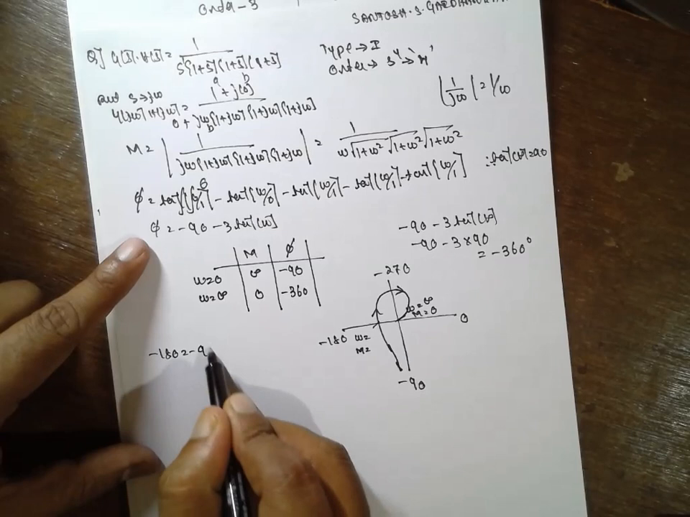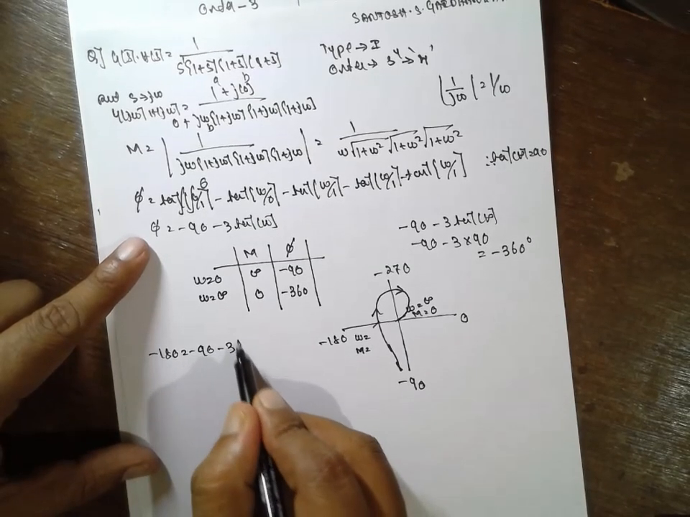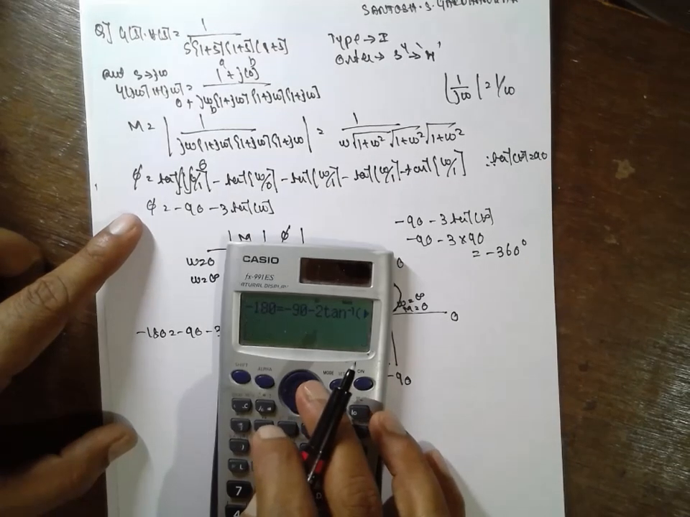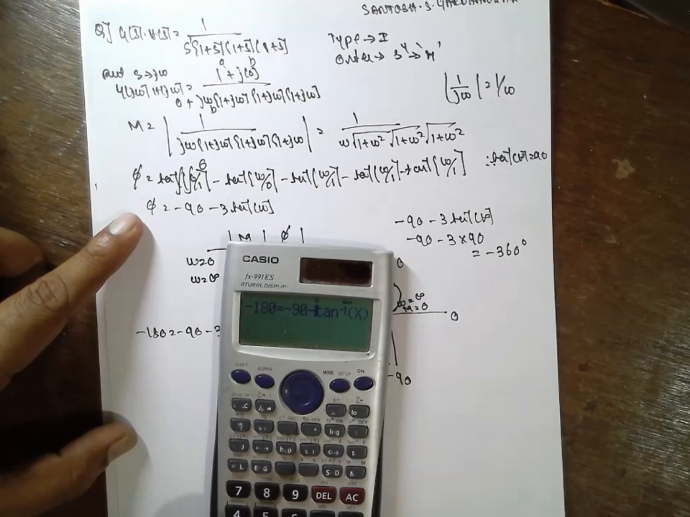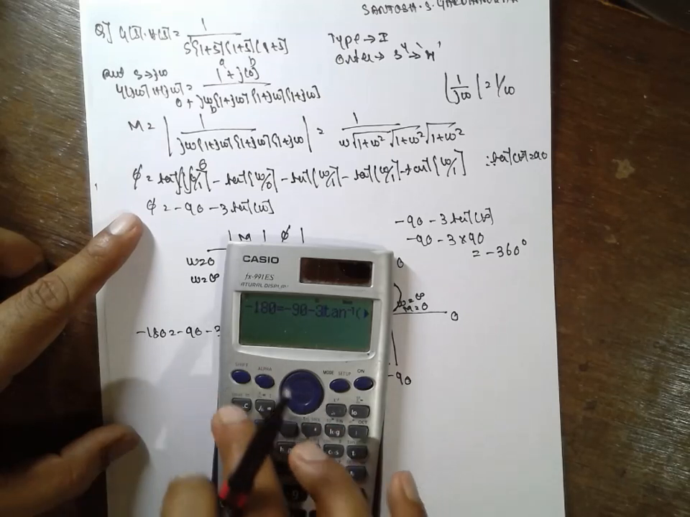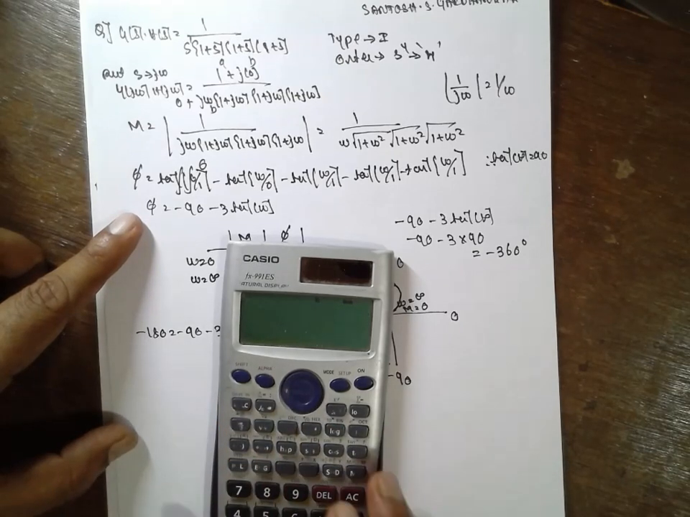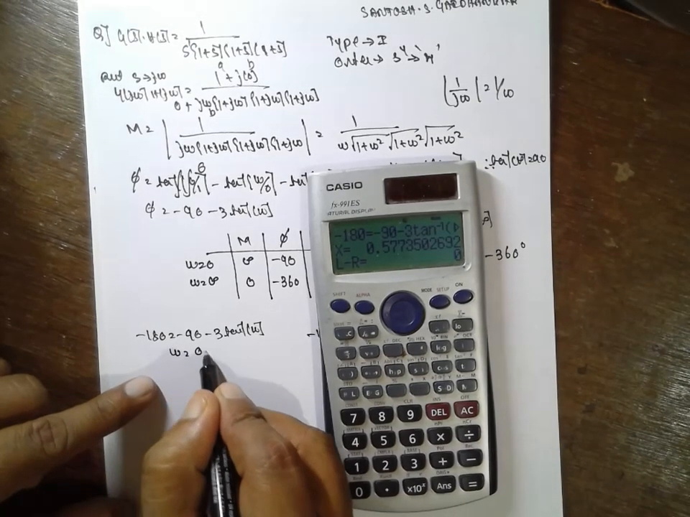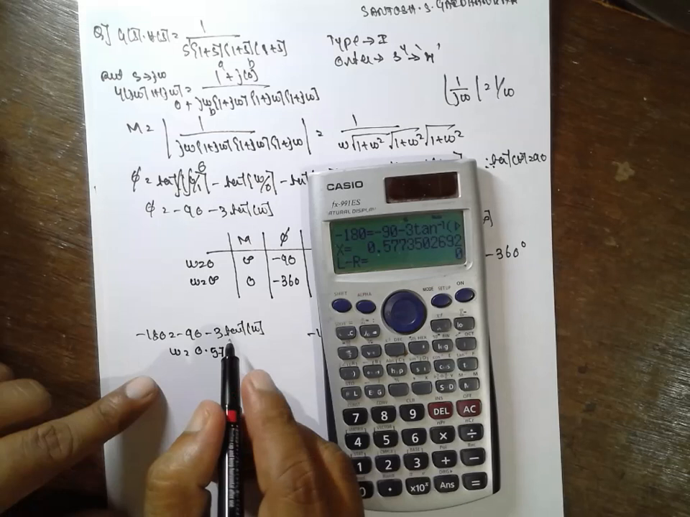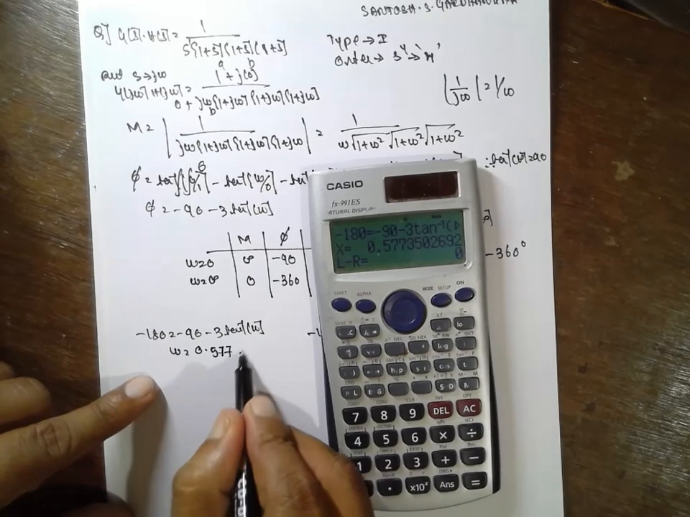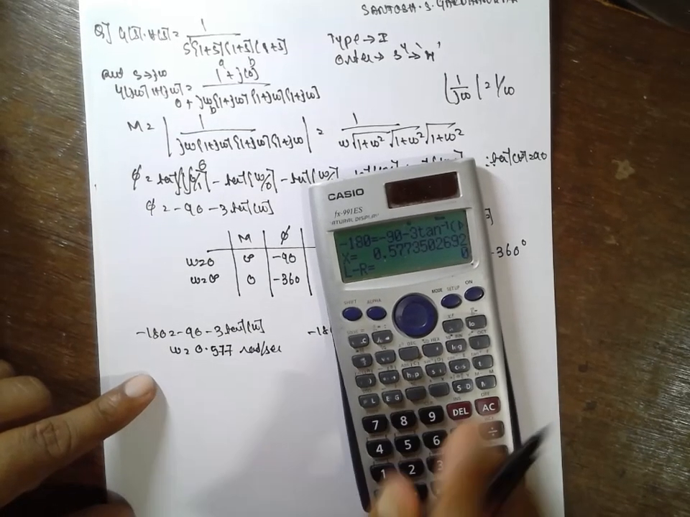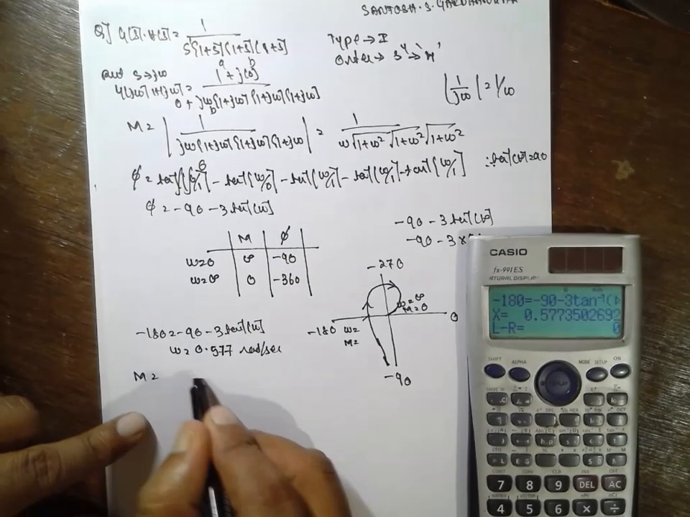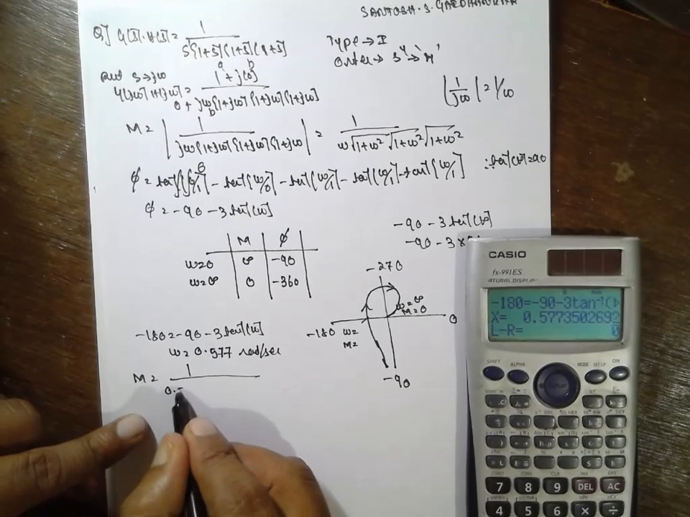How to find out? Substitute where it cuts, minus 180. Minus 180 is equal to minus 90 minus 3 tan inverse omega. Find out the value of omega using shift solve, equal to. The answer for omega is 0.577 radian per second.